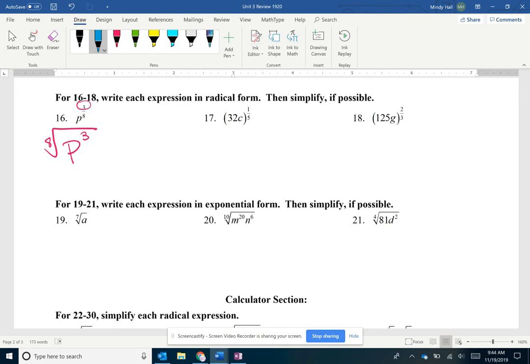Then we have 32c to the 1/5, so we would have 32c, and I'm going to put this in parentheses because this is to the first power on the inside, but we're taking the 5th root. The reason this is important is because 32 is also getting the 5th root taken. If you break down 32, it is 2 times 2 times 2 times 2 times 2, so 32 is 2 to the 5th. And if I'm taking the 5th root, 2 to the 5th would just move out and become 2 times the 5th root of c, like so.